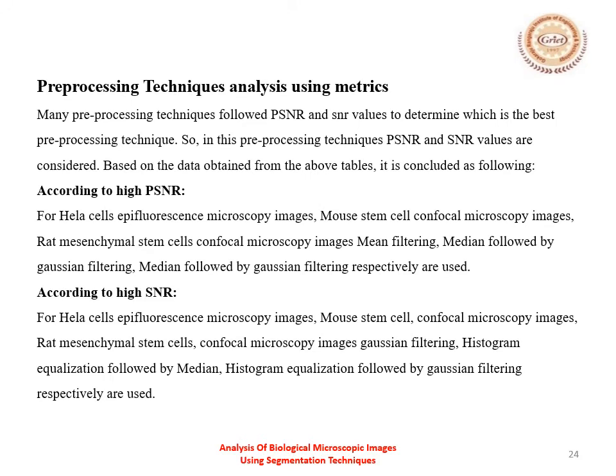After comparing all those metrics, we can conclude that for high PSNR values, mean filtering and median filtering followed by Gaussian are used, and for high SNR, histogram equalization followed by median and histogram equalization followed by Gaussian are used.